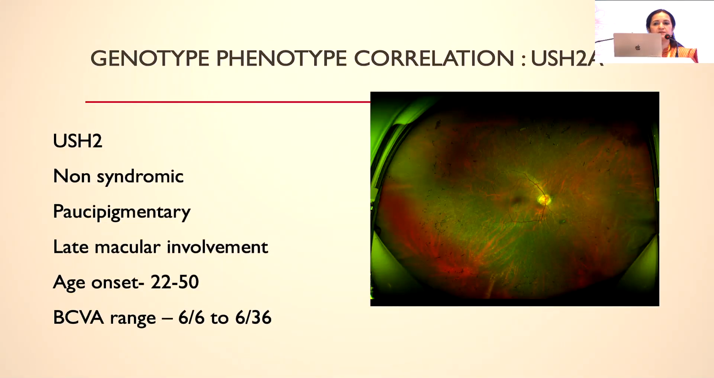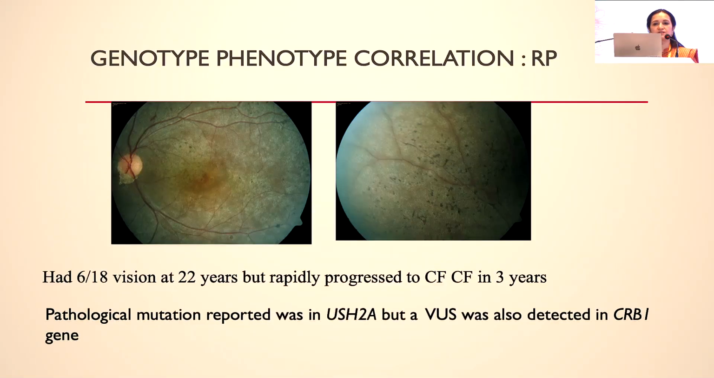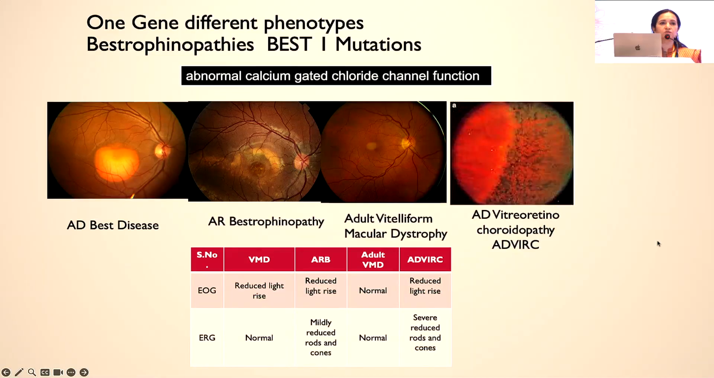Another example, this was diagnosed as USH2A, but there's a rapid progression. We know USH2A RP does not cause rapid progression. Why was there a decrease in vision? Because there was an additional gene mutation in the CRB1 gene as well, and that causes early maculopathy. So an understanding of this type of genotype, phenotype, and complex kind of inheritance can be gained as you do more and more genotyping in your cases.